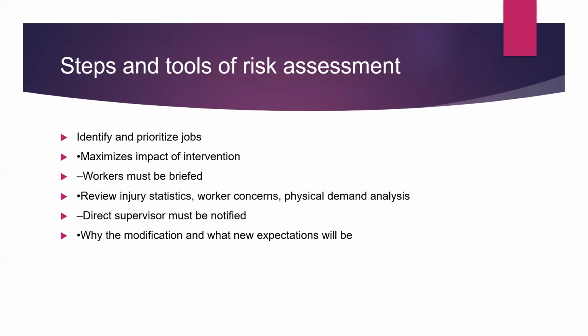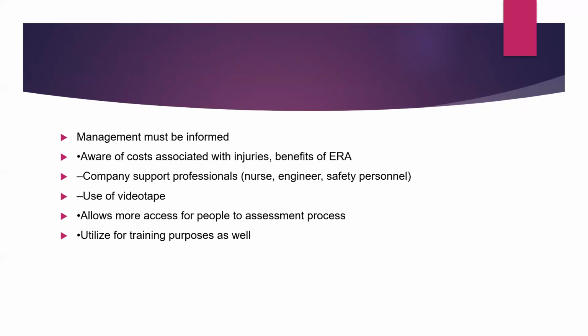The steps and tools of risk assessment. We identify and prioritize jobs. We maximize the impact of intervention. Workers must be briefed: review injury statistics, worker concerns, physical demands analysis. The direct supervisor must be notified, and told why the modification is being made and what the new expectations will be. The management must be informed and be aware of the costs associated with injuries and the benefits of the ERA.